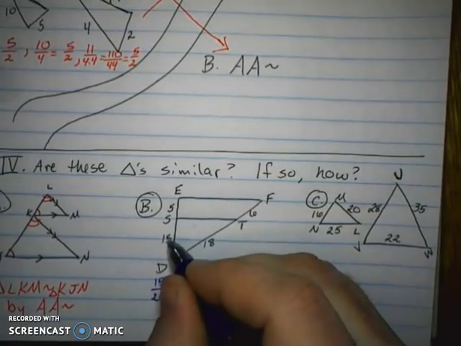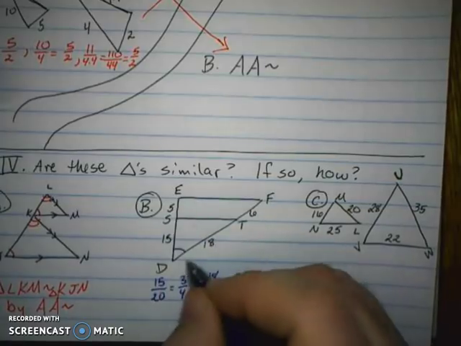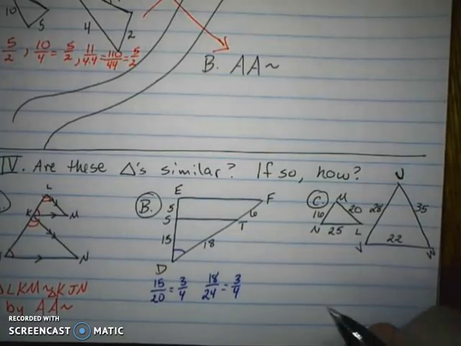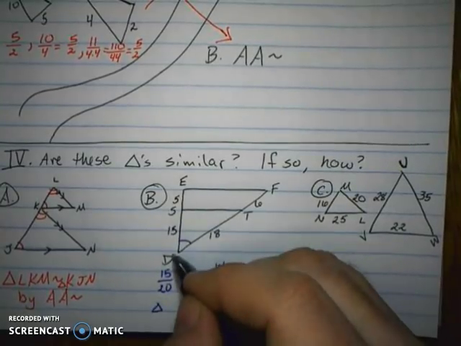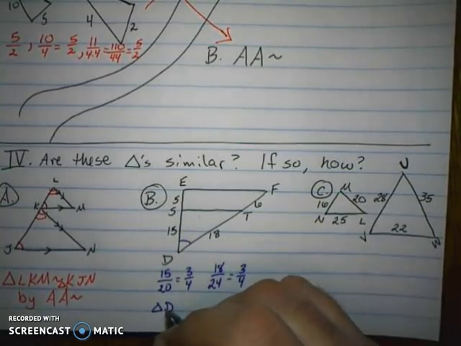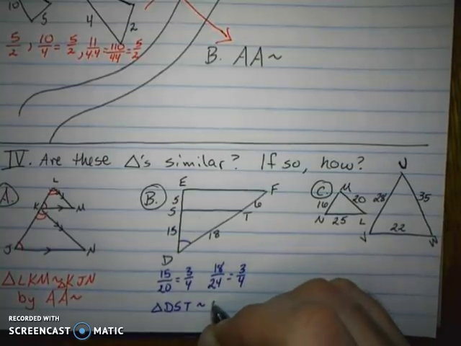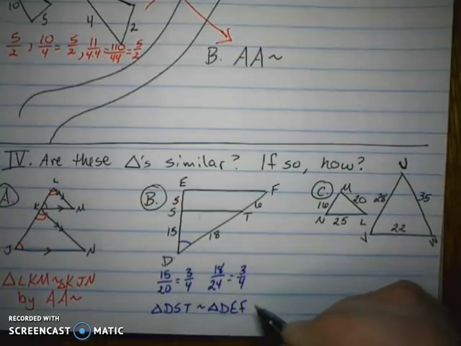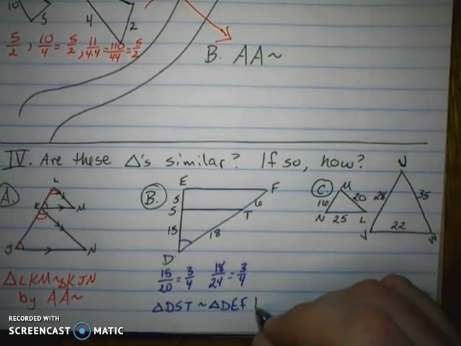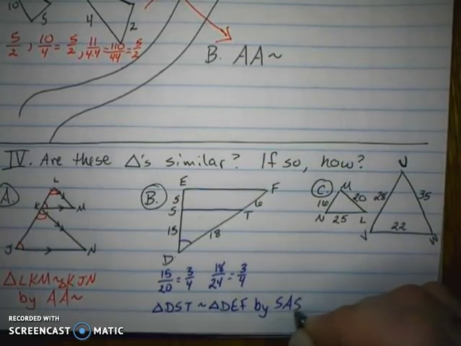So we do have proportional sides here, here, and here, here, and included angles are congruent. So we can say that triangle DST is similar to triangle DEF by side-angle-side similarity.